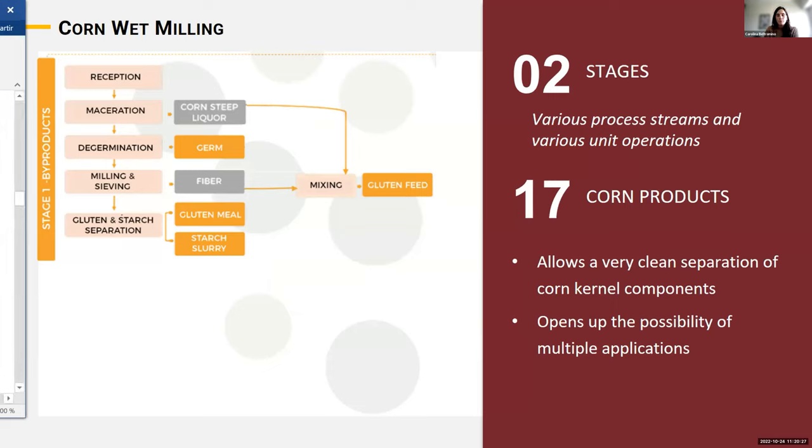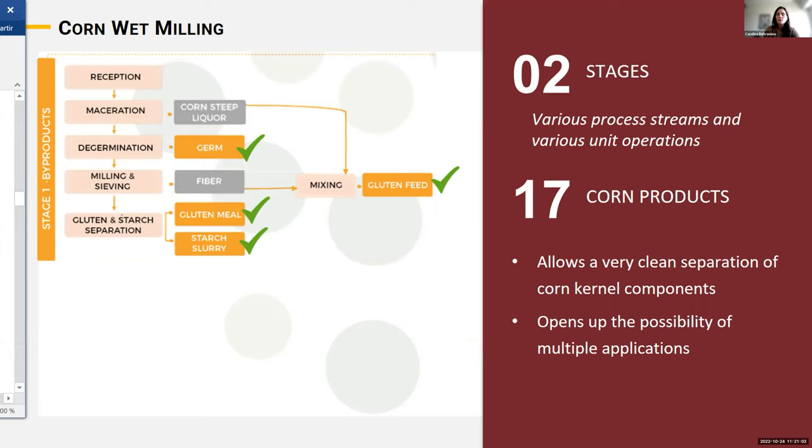So wet milling allows a very clean separation of corn kernel components, which opens up the possibility of multiple applications, such as animal feed, pet food, sweeteners, industrial uses, food uses, pharmaceutical industry, bioproducts, or ethanol. The main characteristic of these processes is the separation of the key components of corn using a large volume of water. Corn wet milling includes two main stages.